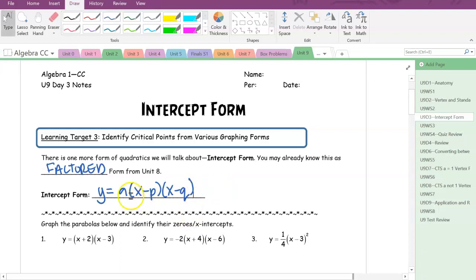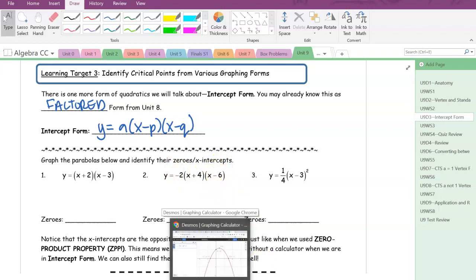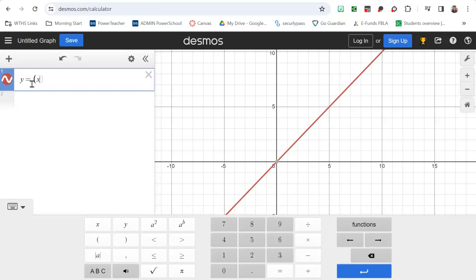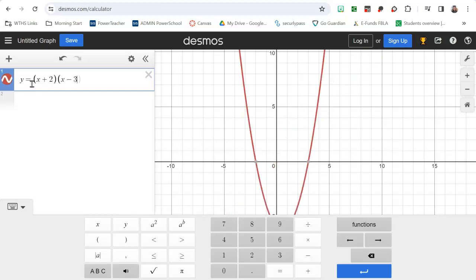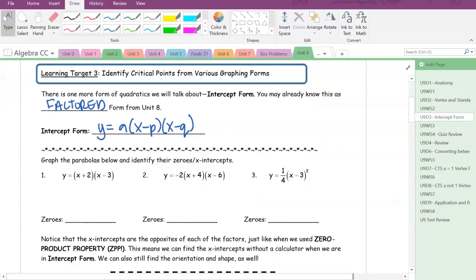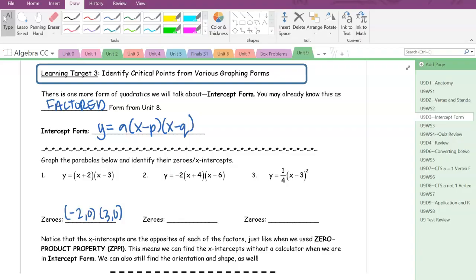All right, so let's look at what that actually means. We're going to graph the parabolas below and identify their zeros or x-intercepts. Again, zeros and x-intercepts are the exact same thing. So I'm going to go to Desmos and type this in: (x plus 2)(x minus 3). Okay, and we find those zeros: a negative 2 and a positive 3. You do not need to actually draw a picture. We're just looking at the zeros. All right, now let's try the next one.